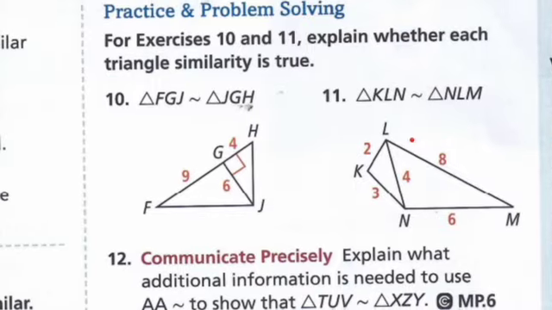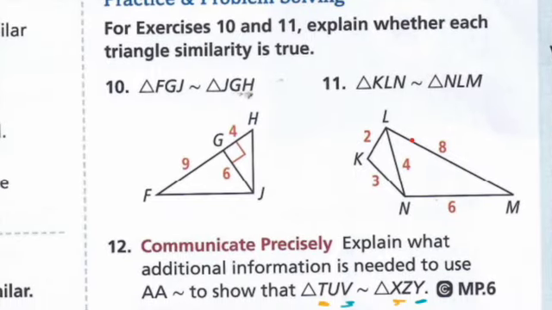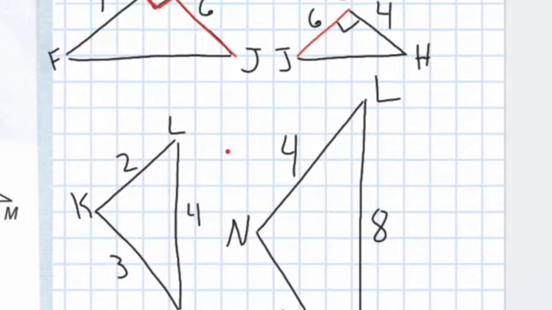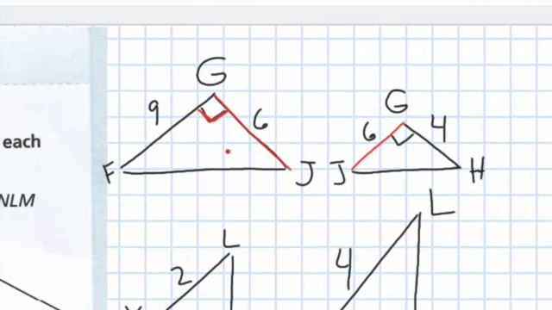So for numbers 10 and 11, we're asked to explain whether each triangle similarity is true. So are these indeed similar? These triangles FGJ, that small one right there, or medium size one I should say, and JGH. All right. So when you tackle a problem like this, it's beneficial to break up the figures. That's what I've done over here real quick. I've broken up this figure.